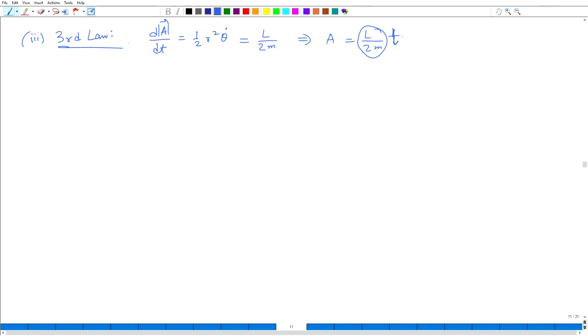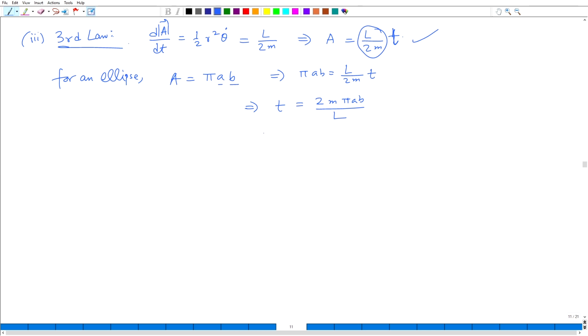Yeah, I can integrate and I can say when t is equal to 0 the area was 0. So, I have this simple linear relation. Now, for an ellipse, this A is nothing but π times A times B, where A is the semi major axis and B is the semi minor axis. So, I can write that πAB will be equal to L by 2m times T, and that is why this T will be 2mπAB by L.